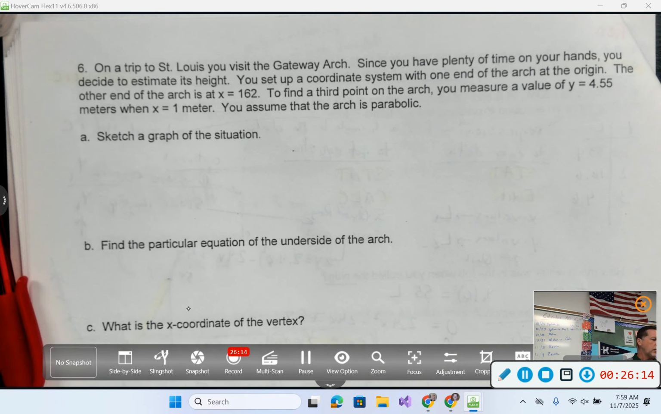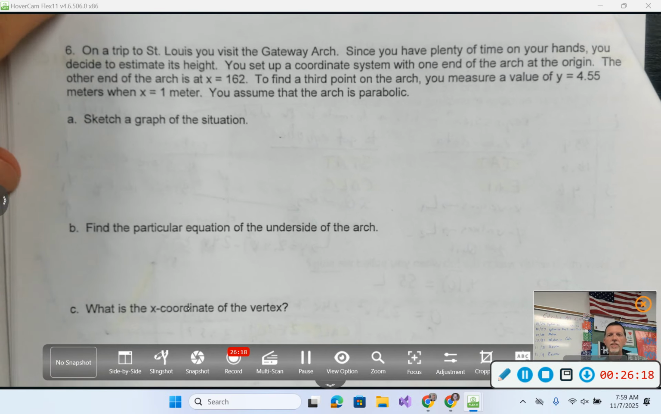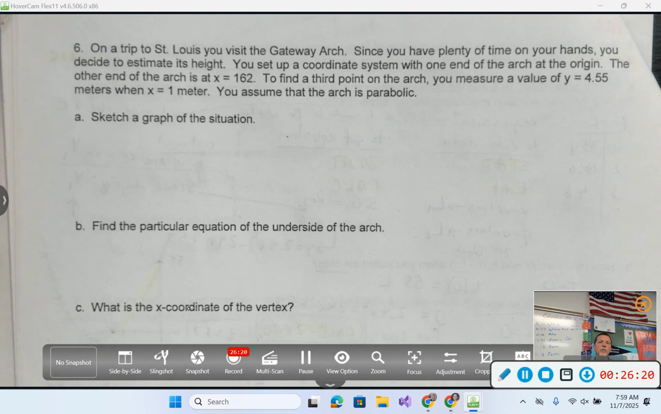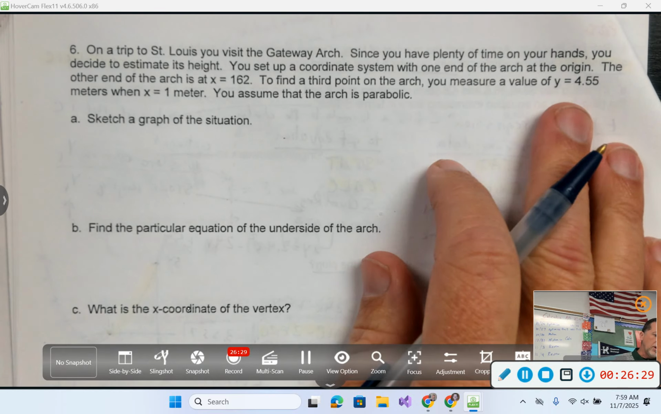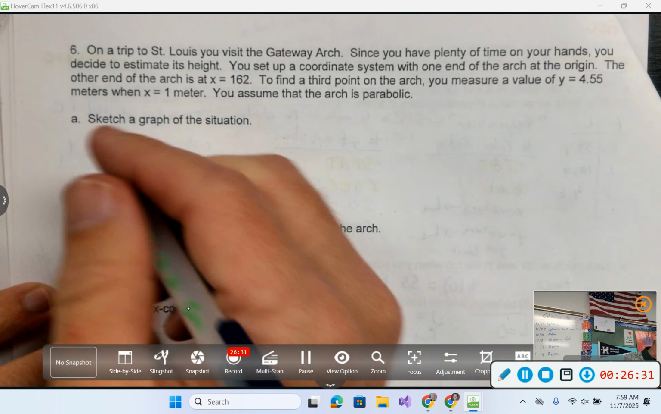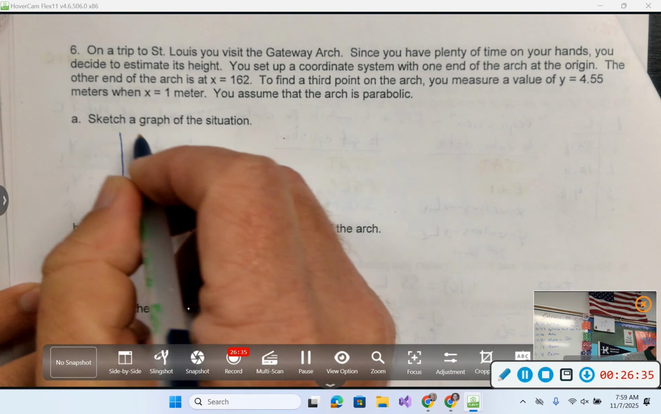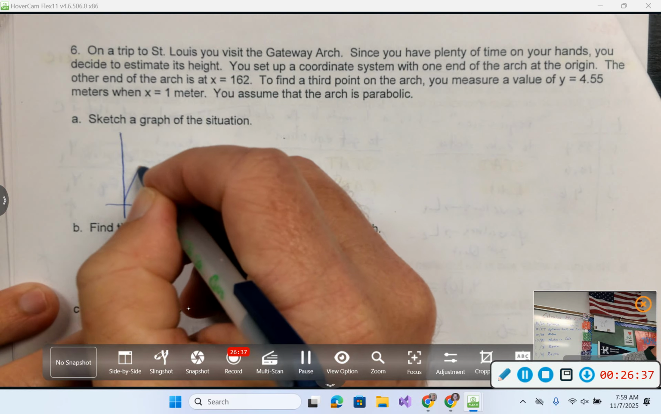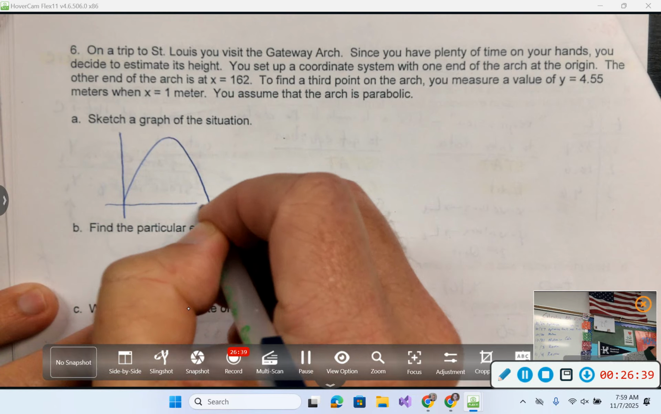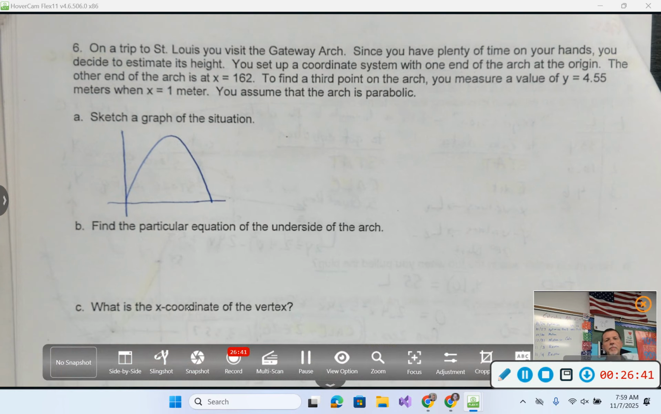Number 6. On a trip to St. Louis, you visited the Gateway Arch. I went there last summer. I'm a fan. You have plenty of time on your hands, so you decide to estimate its height. I did not estimate its height. You set up a coordinate system with one end of the arch at the origin. Okay, so it's telling us how to set this thing up. I don't know if you've been to the arch or at least seen the arch, but it looks something like that.